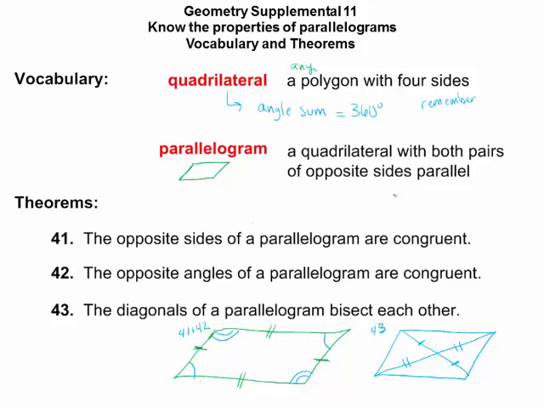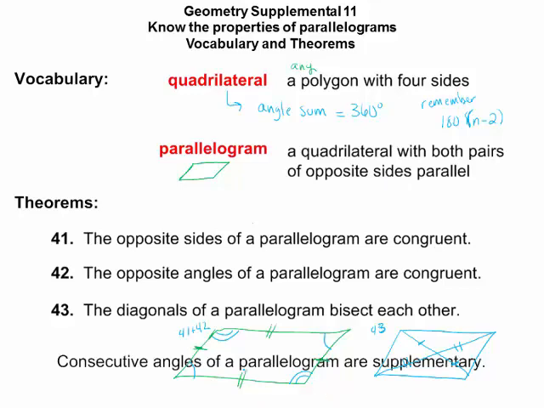Remember we had that formula? It was 180 times n minus 2 for the angles. So for all quadrilaterals it's going to be 180 times 4 minus 2, which is 180 times 2. So every quadrilateral will be 360 angle sum. And then consecutive angles of a parallelogram are supplementary.